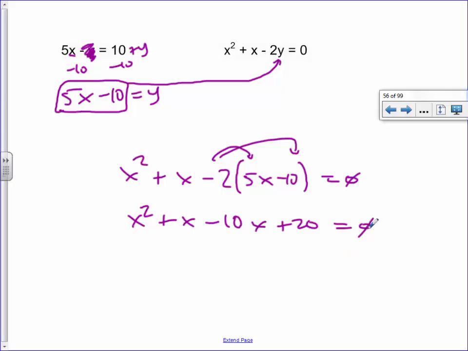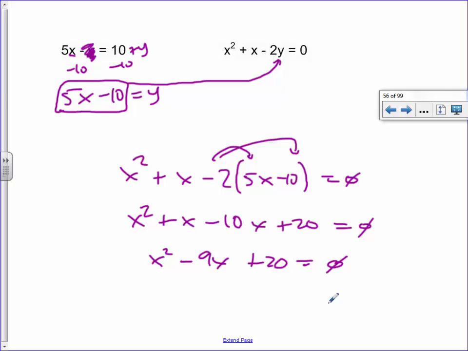It's equal to 0, that's good. What else can I do? Combine your like terms, right? Minus 9x plus 20 equals 0. I could use the quadratic formula, but I think we can factor this.